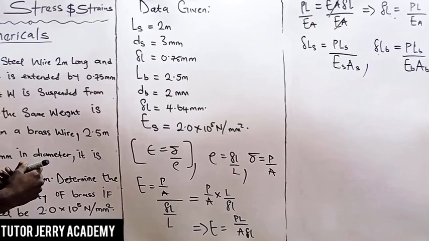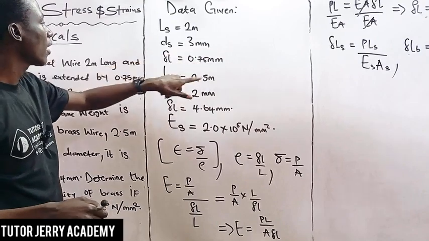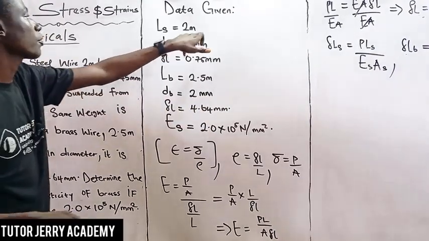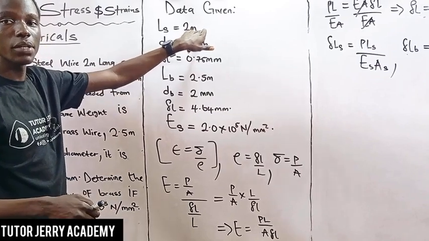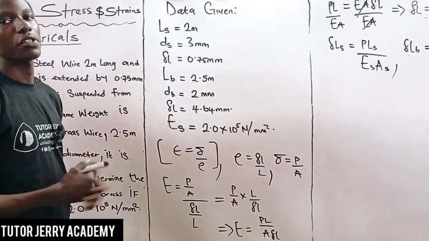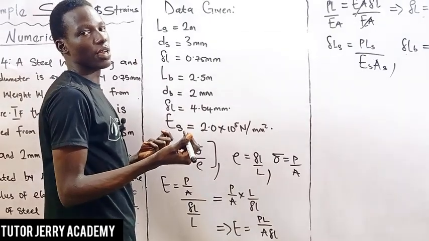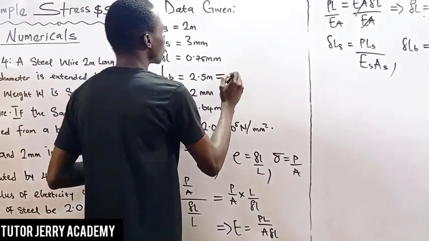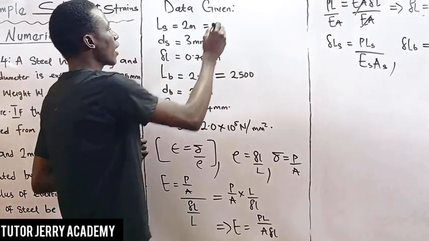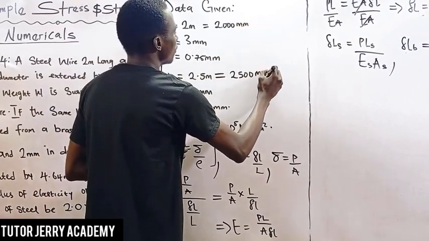Now, from this question, I'm going to be doing some conversions. I have meter here and I also have millimeter here. So I'm going to be converting the meters to millimeter. How do we convert meter to millimeter? We multiply by 1000. If I multiply 2.5 by 1000, I have 2500. If I multiply 2 by 1000, I have 2000.